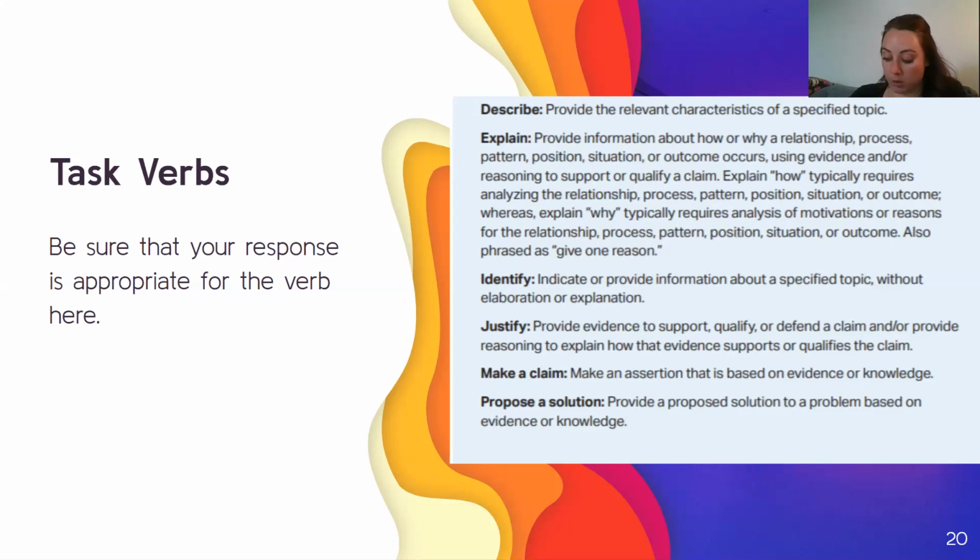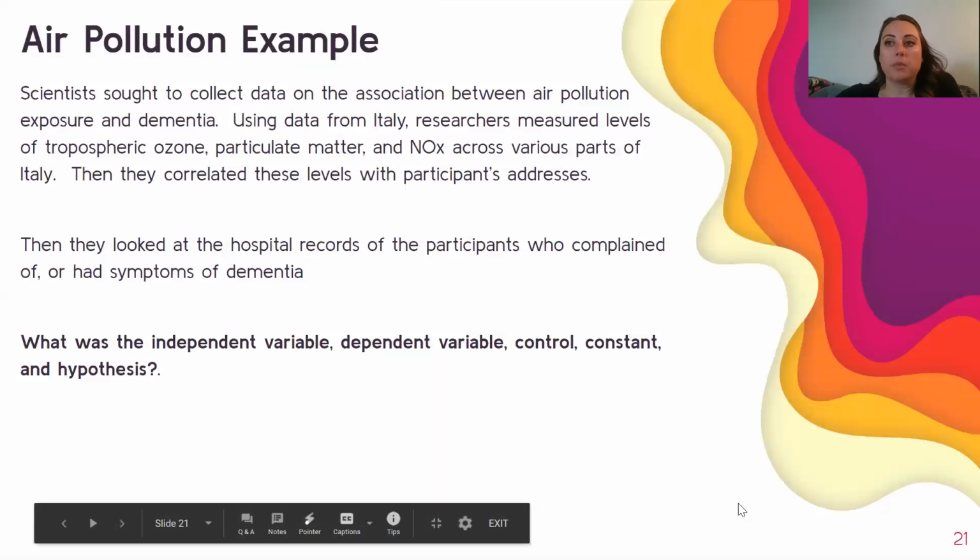Let me just double check that we're right where we need to be. I have three examples after this, so we are exactly where we need to be. Okay, so here's our first example. This one is about air pollution.